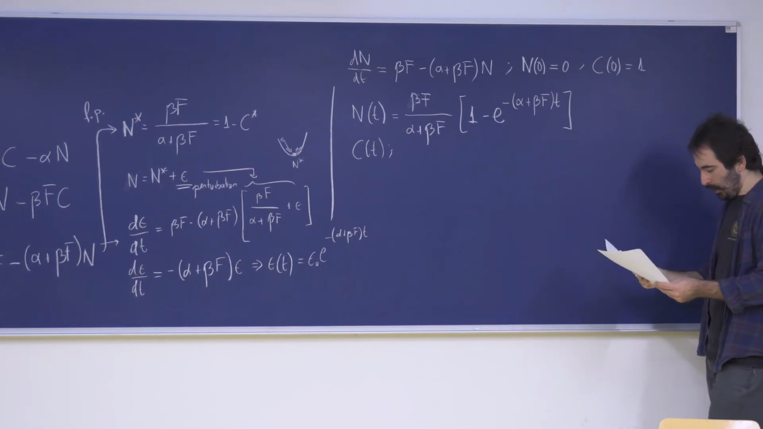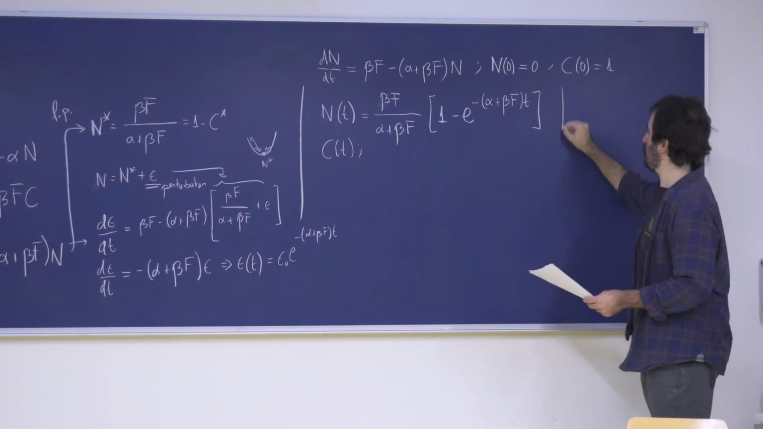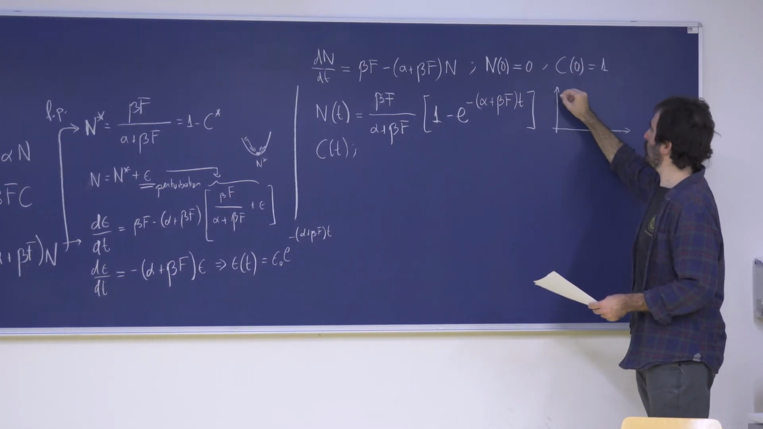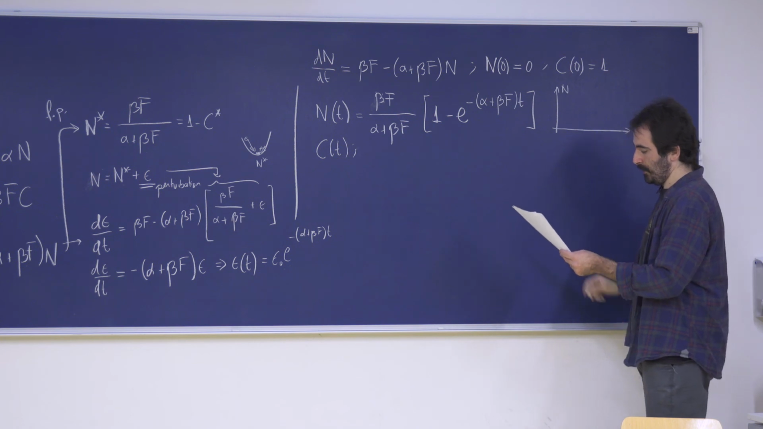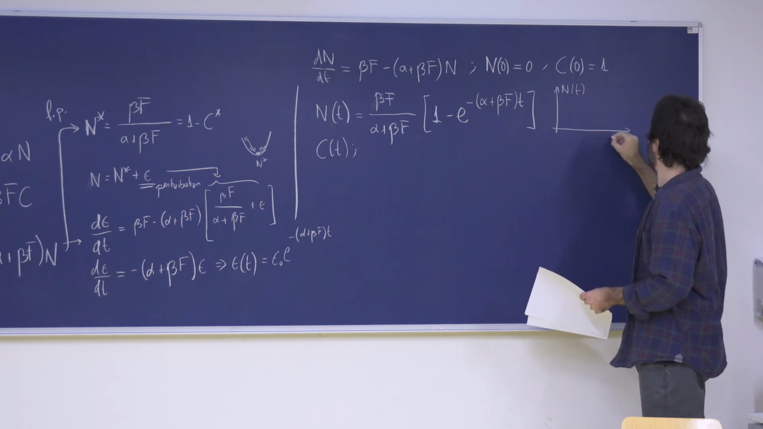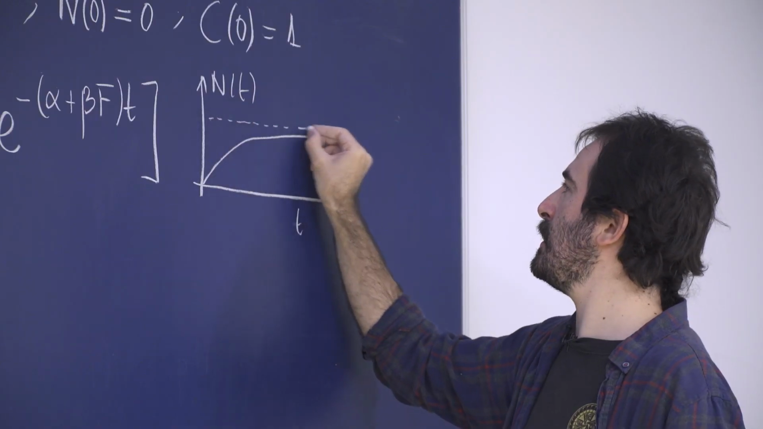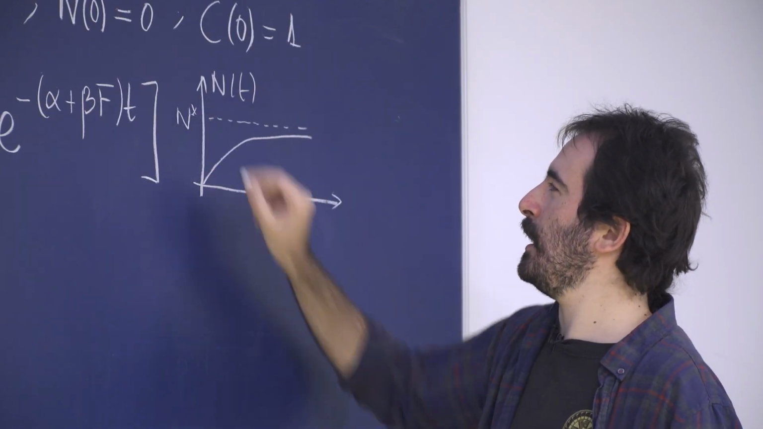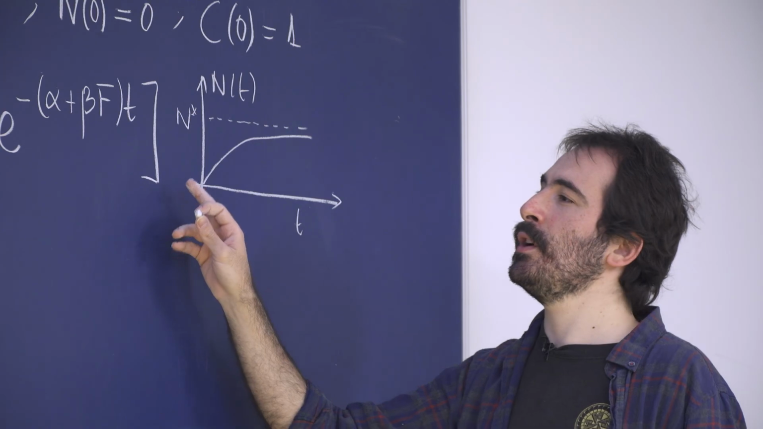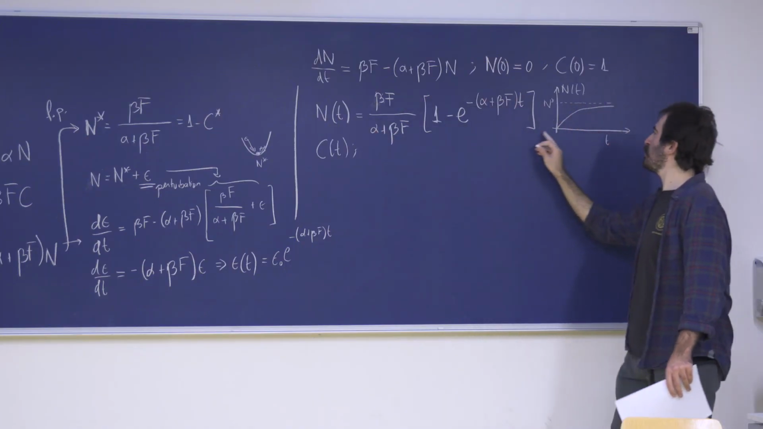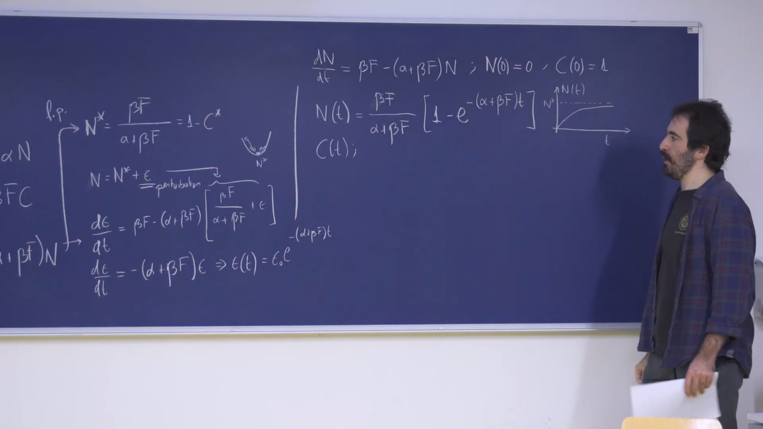Great. We're almost there. Let's just also draw here how this should look like. So this is going to be n of t, this is going to be t, and basically what we're saying here is this is going to increase until we reach the equilibrium point. But now we have also found the functional form of this curve right here.